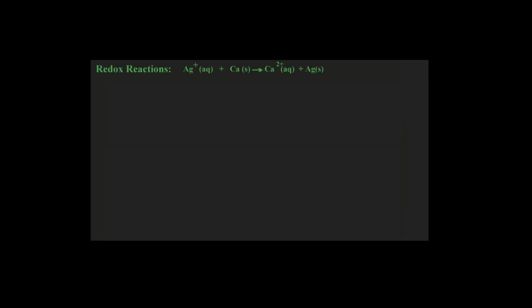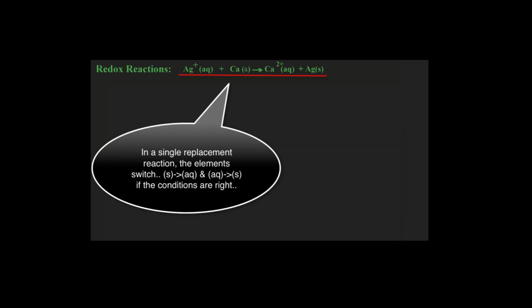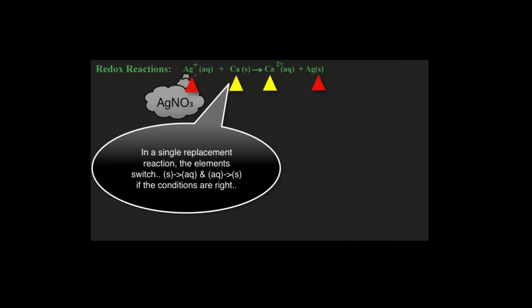Today we're going to be looking at the concept of redox reactions. What is a redox reaction? Well, it's a single replacement reaction in which we basically have a transfer of one element into a compound and the other element out of a compound.